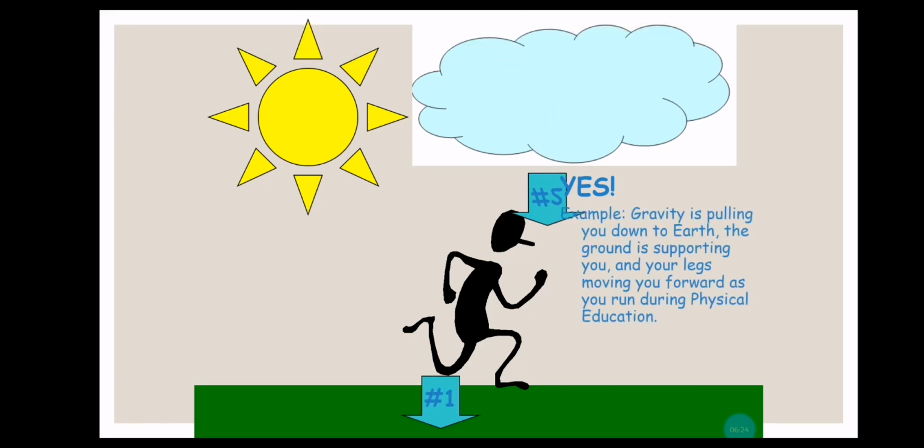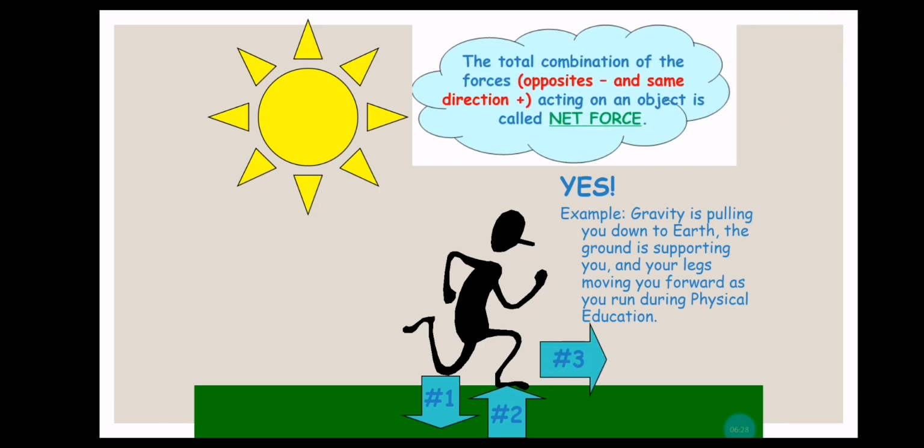In this photo, I have more than one force acting on this person. The total combination of the forces is called the net force. So here I have 1, gravity is pulling you down to the earth, and 2, the ground is supporting your legs, and 3, your legs are moving you forward as you run during a physical education.